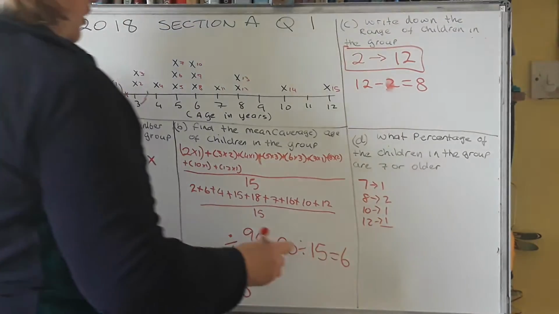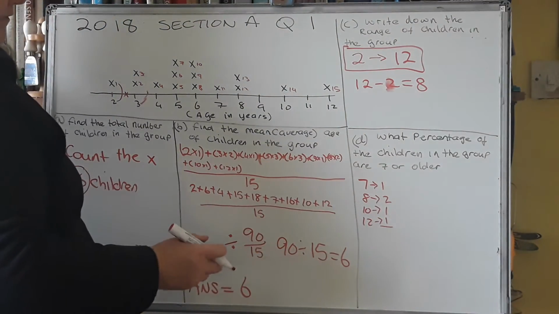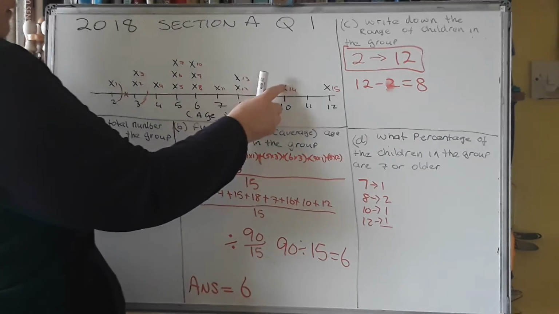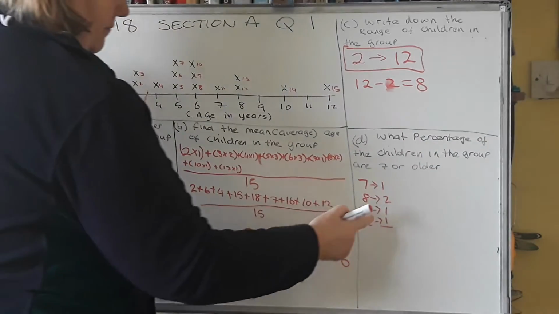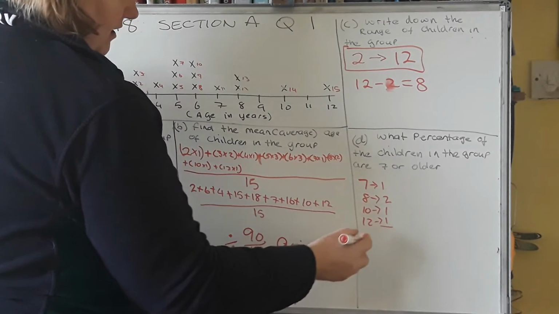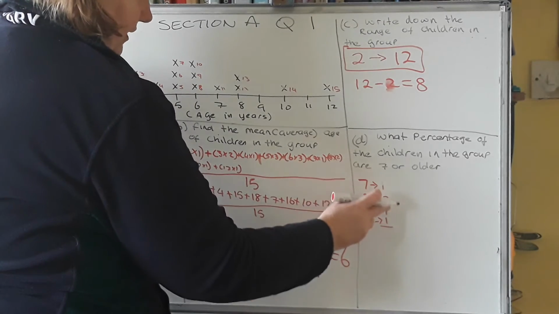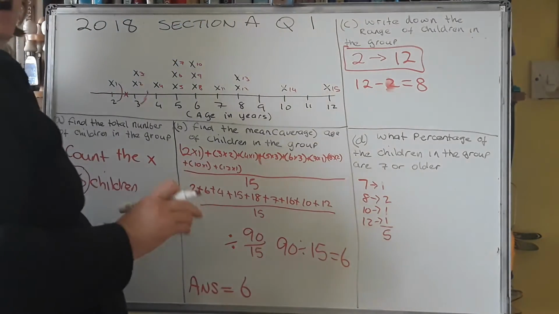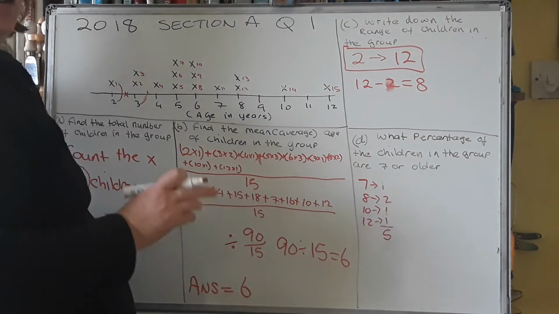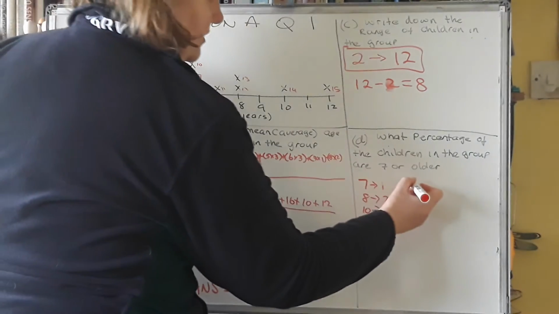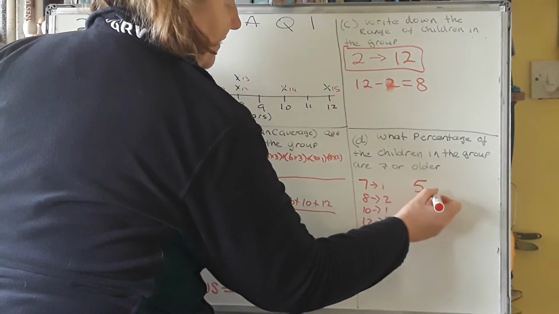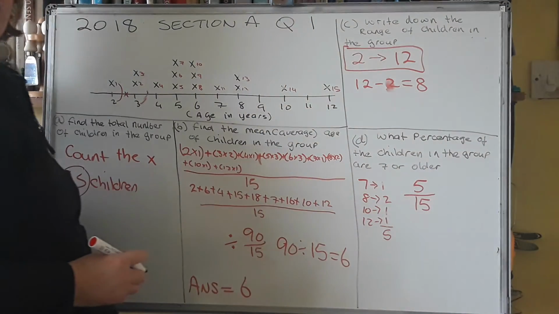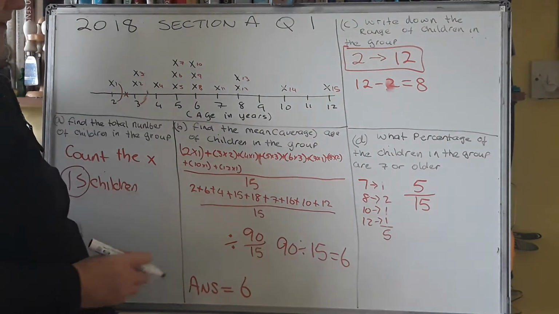So the amount of children that are 7 or older, I mean, if you want, you can just count up the crosses. 1, 2, 3, 4, 5. Or add them up, 2, 3, 4, 5. So it's 5. Now, to start off turning that into a percentage, write it over the total. So it's 5 out of the 15 are 7 or older. Okay, and we're back to our friend, the fraction again.